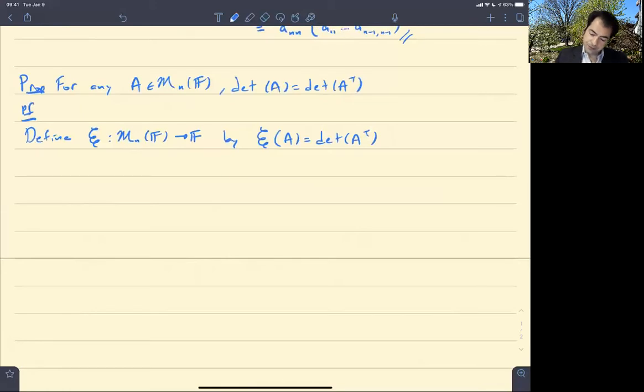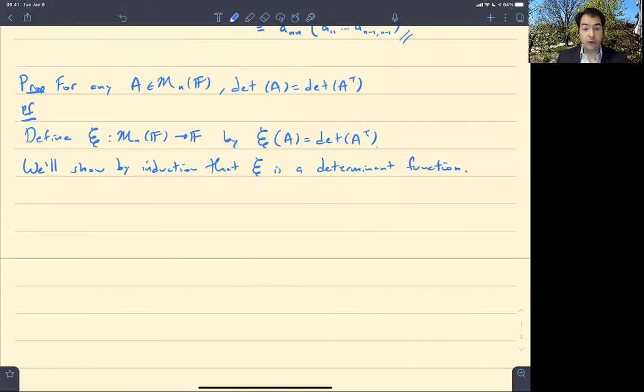We'll show by induction that E is a determinant function, so by uniqueness, the determinant function. Remember, a determinant function just means that it is alternating, multilinear, and normalized. For n equal to 1, A is equal to A transpose, so this is clear.